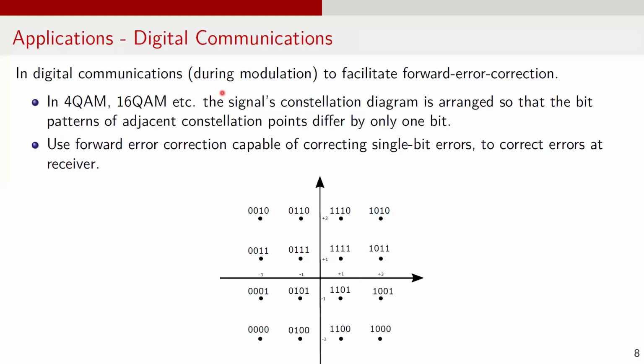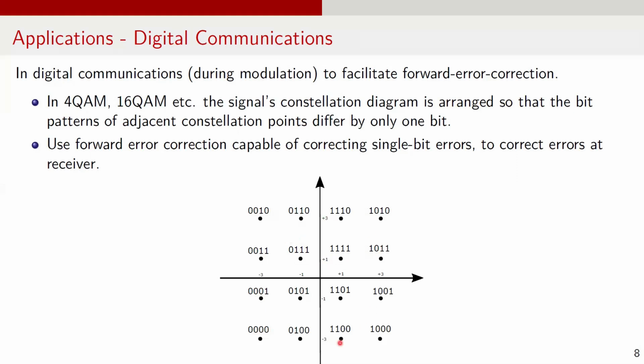Gray coding is used in digital communication during the digital modulation process to facilitate forward error correction in transmission. For example, in digital modulation schemes such as 4-QAM and 16-QAM, the signal constellation diagram is arranged so that the bit patterns conveyed by neighboring constellation points differ only by one bit. So if we look at these constellation points, every point differs by only one bit from its neighbors.